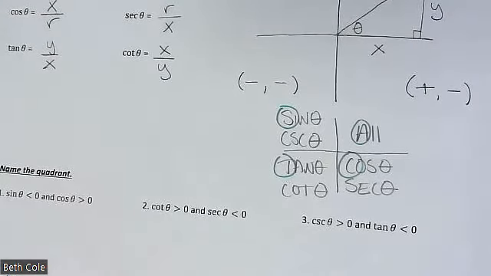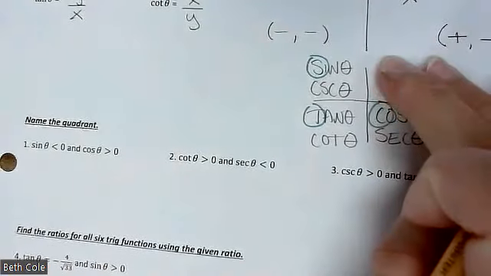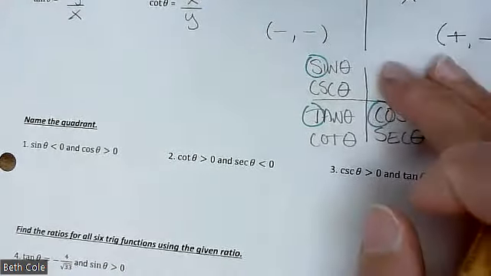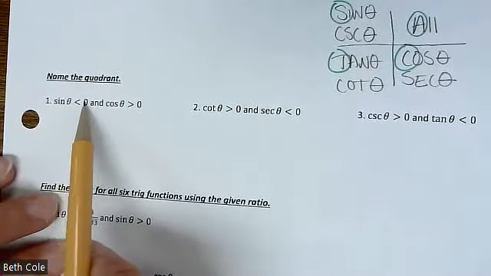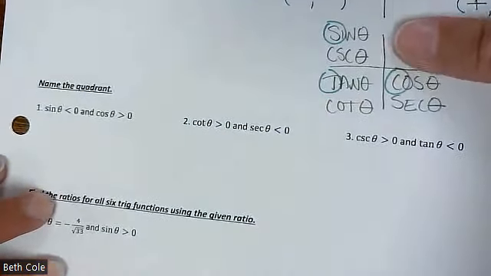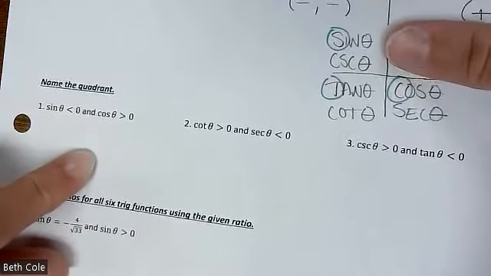So now we're going to play the name that quadrant game. If anything is negative, it cannot be quadrant 1. Do you get what I'm saying? Hello? If anything is negative, it can't be quadrant 1 because they are all positive there. Okay. So do you see how this says sine less than 0? Sine is negative. With me there? It cannot be quadrant 1. We're just going to narrow it down. So knowing sine is negative, it cannot be this one.